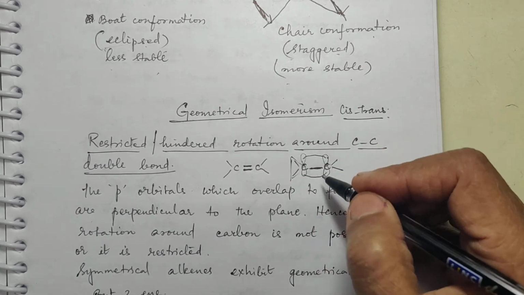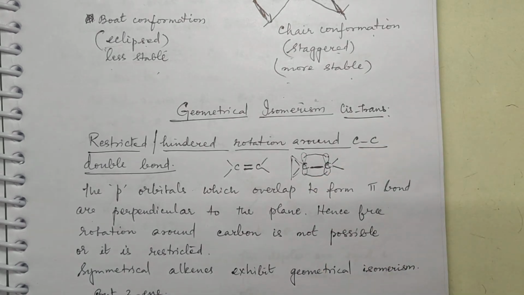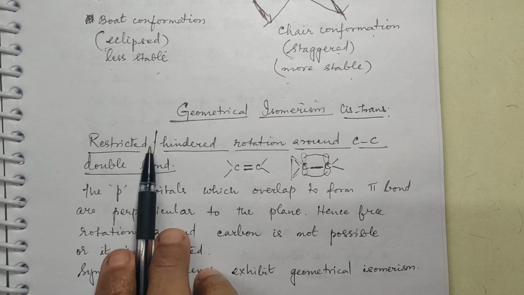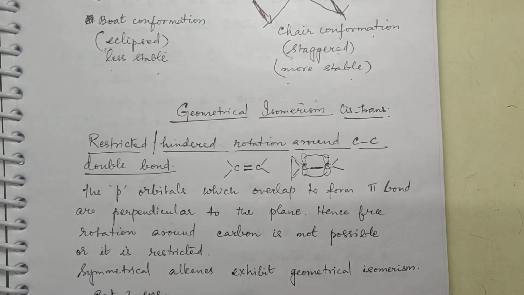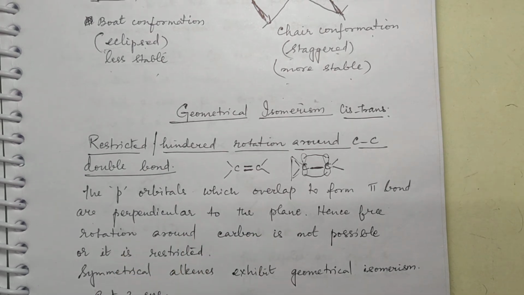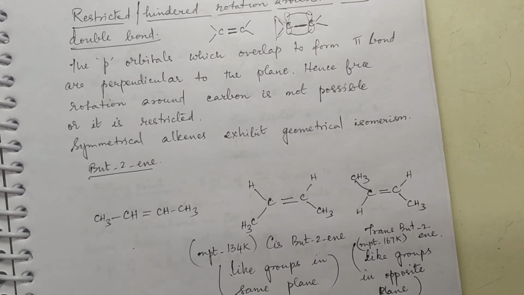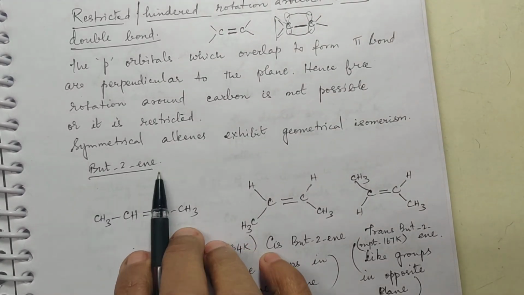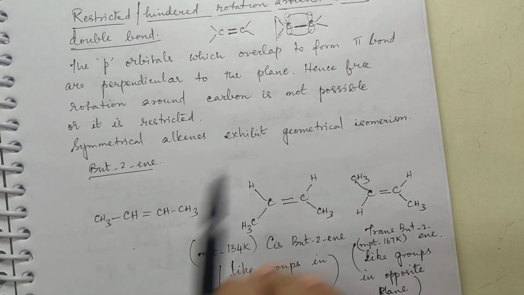And these two, they are perpendicular to the plane. So free rotation around carbon is not possible. So you say there is restricted rotation around a C=C double bond. Okay. Now say for example you take 2-butene. Symmetrical alkenes exhibit geometrical isomerism.